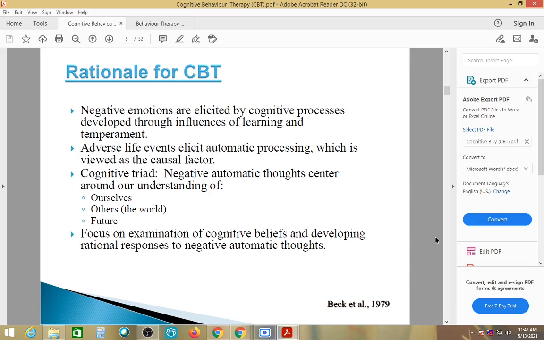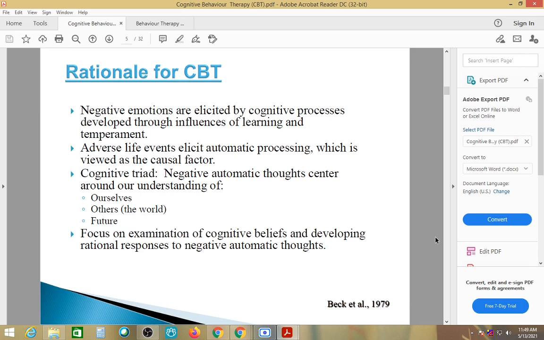Now, adverse life events elicit automatic processing, which is viewed as a causal factor. Cognitive trait: negative automatic thoughts center around our understanding of ourselves, others, and the future. This has more to do with us understanding ourselves. Right now, it focuses on examination of cognitive beliefs and developing rational responses to negative automatic thoughts.